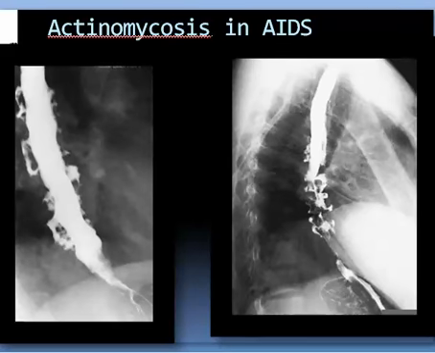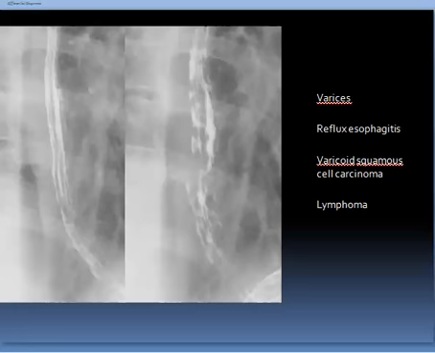Here is actinomycosis in AIDS. It can give such ulcerations with these ulcers connecting to each other, leaving a double outline of the esophagus. The differential diagnosis here is varicosities, reflux esophagitis, varicoid carcinoma, and lymphoma. Don't forget these 4.